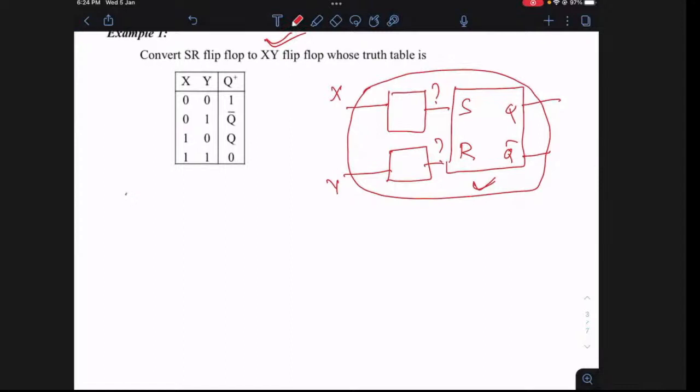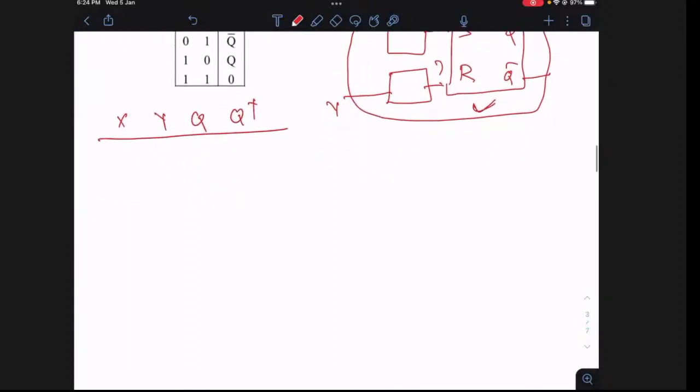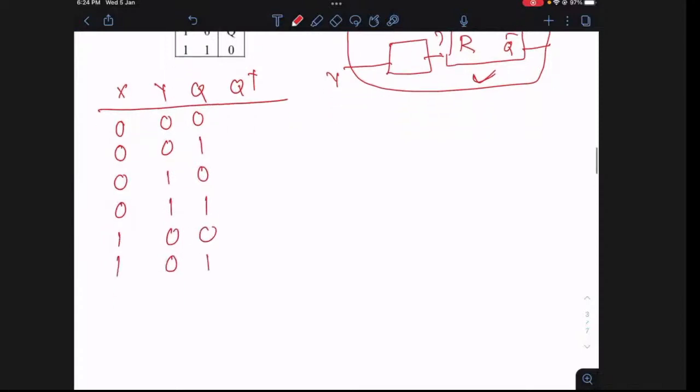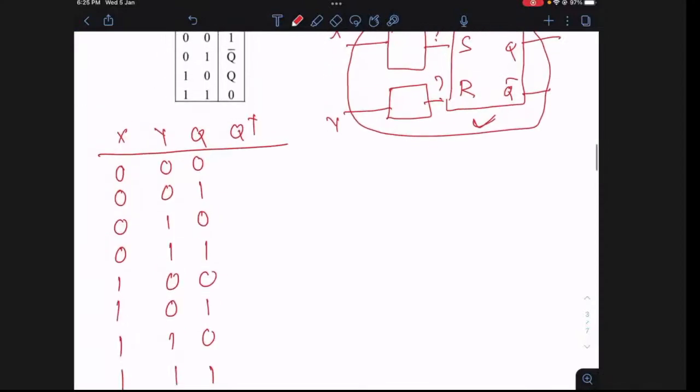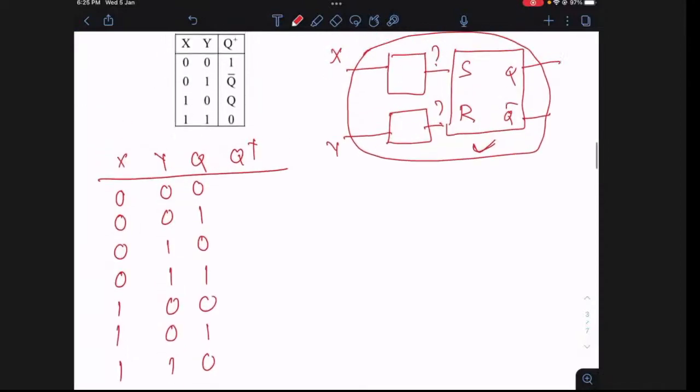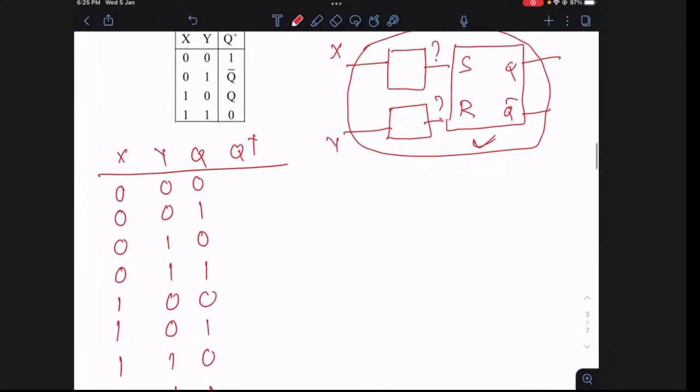So I'm making the state table: X, Y, Q, and Q plus. 0, 0, 0, 0; 0, 1, 0, 1; 0, 0, 1, 1; 1, 0, 0, 1; 0, 1, 1, 1; 0, 1, 1, 1. Okay? So from this you can learn also how to get the state table from the truth table.